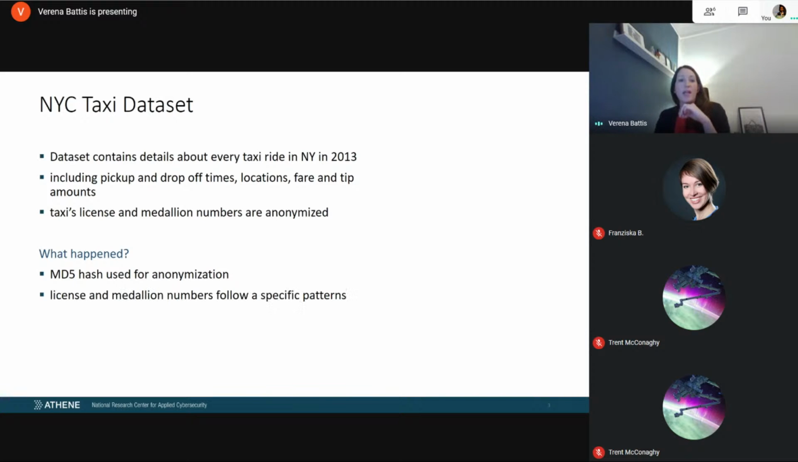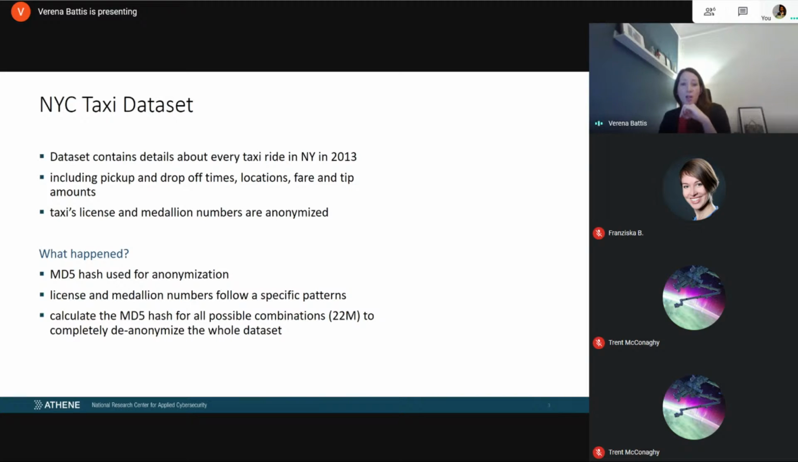The person also realized that there's just not so small number of possible combinations between license and medallion numbers because they follow a specific pattern. And this not so small number amounts to 22 million. And so the person has a clue about how the raw data look like and what happened. He just calculated all the MD5 hashes for all the possible 22 million combinations and completely de-anonymized the whole dataset in this term.